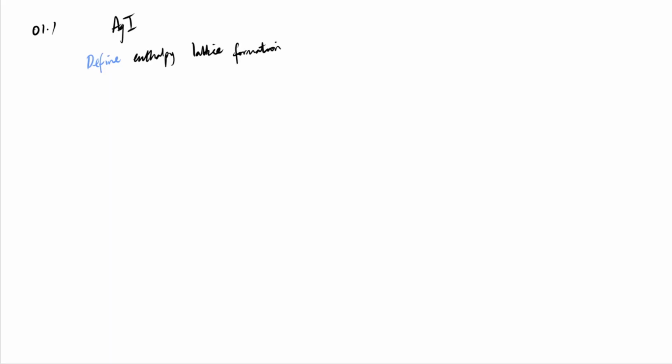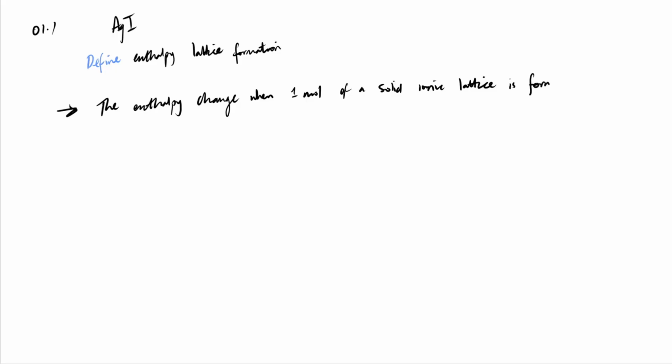So what does AQA want to see for this definition then? If we write out in full here, the enthalpy change when 1 mole of solid ionic lattice, this part is really important, we'll go through the mark scheme in a second, is formed, hence the word formation, giving it away there, from its constituent ions in the gaseous state. Boom, done. 2 marks right there.